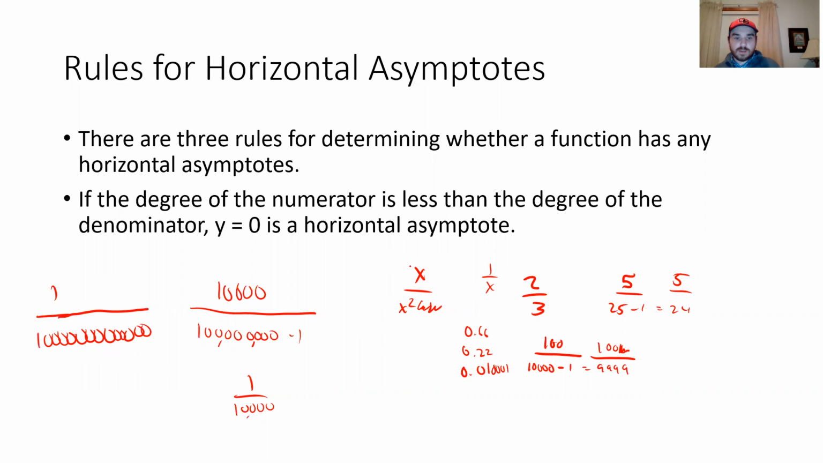So when you have a numerator with a degree less than your denominator, when x gets really, really big or really, really small, the rest of the numbers here don't really matter. What matters is that this number is getting closer to infinity faster than this one. So you effectively get this asymptote at y equals 0.